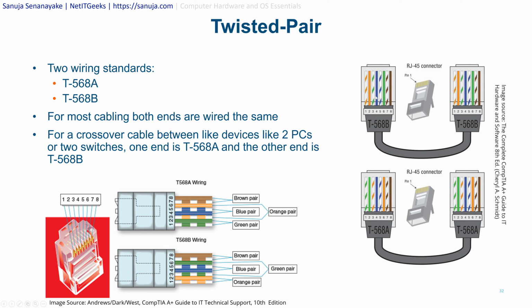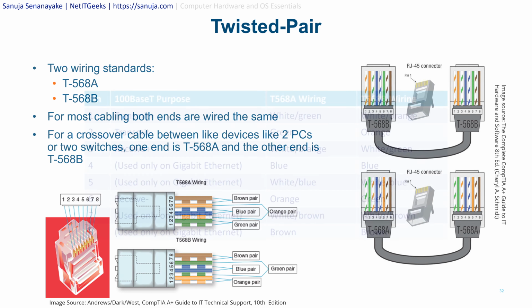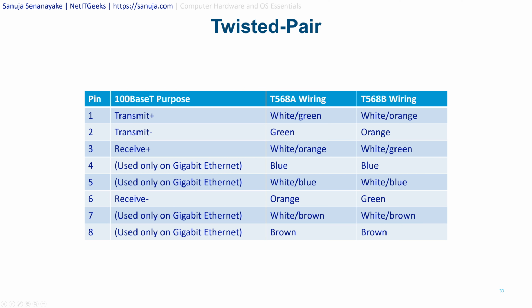If you want to have a straight through patch cable, both ends are the same. If done in a reverse way, one side T568A and the other side T568B, you get a crossover cable. So that's the key important thing you should get out of this slide. On the next slide, I'm going to just quickly go over what these wires mean and why we have them.